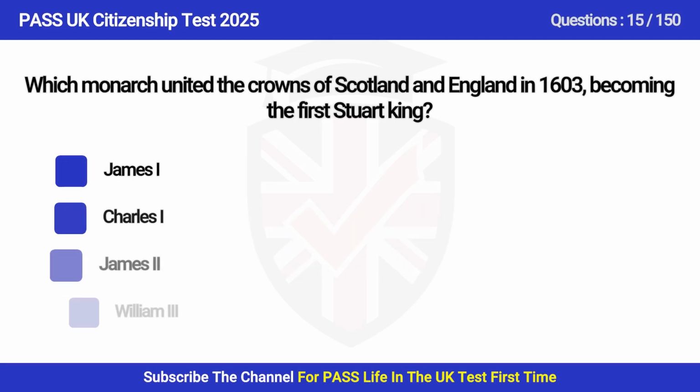Question 15. Which monarch united the crowns of Scotland and England in 1603, becoming the first Stuart king? A. James I, B. Charles I, C. James II, D. William III.